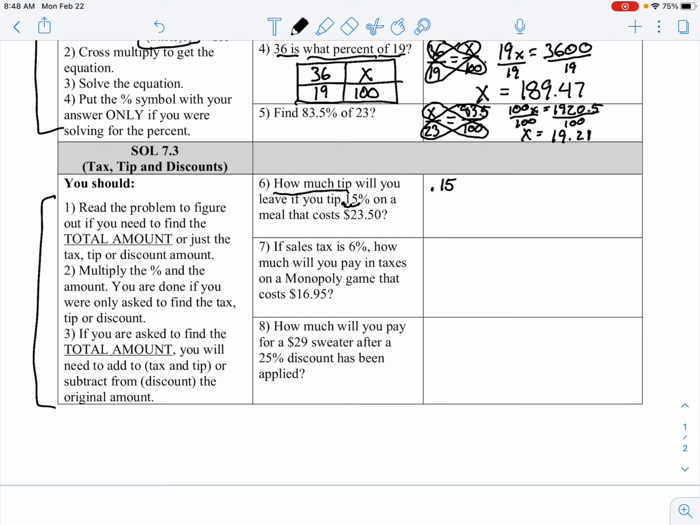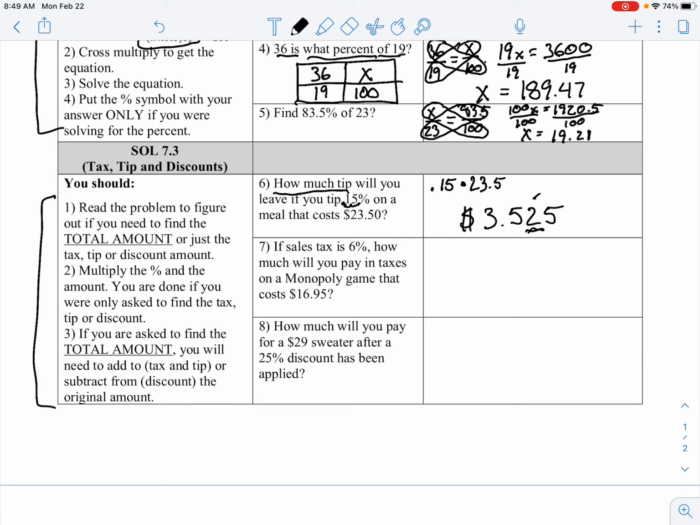And then the second step is to just multiply that times our original amount. So times, we don't want to use an x for multiply anymore. Times 23.5. So the amount we are tipping here will be $23.50 times 0.15. So you would be leaving a $3.525 tip, but we don't have half pennies, right? So we're rounding to the nearest cent.